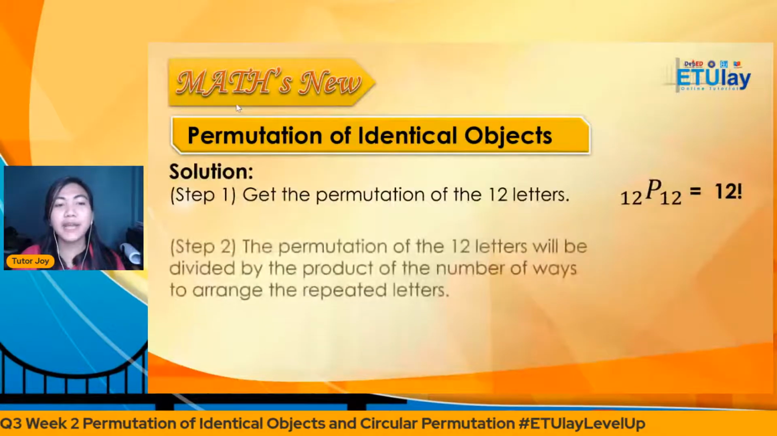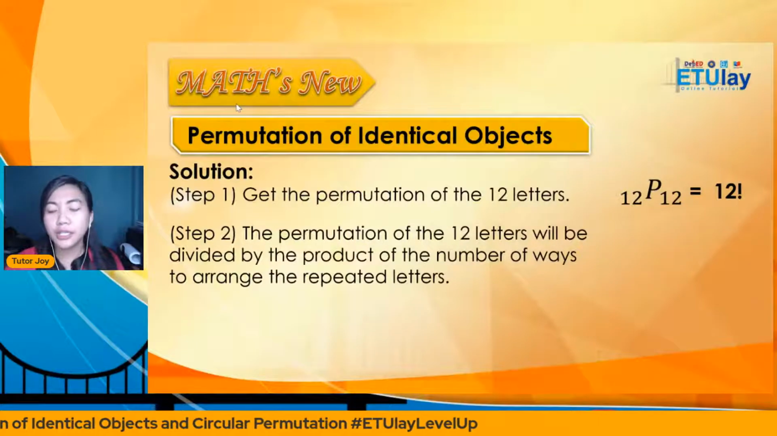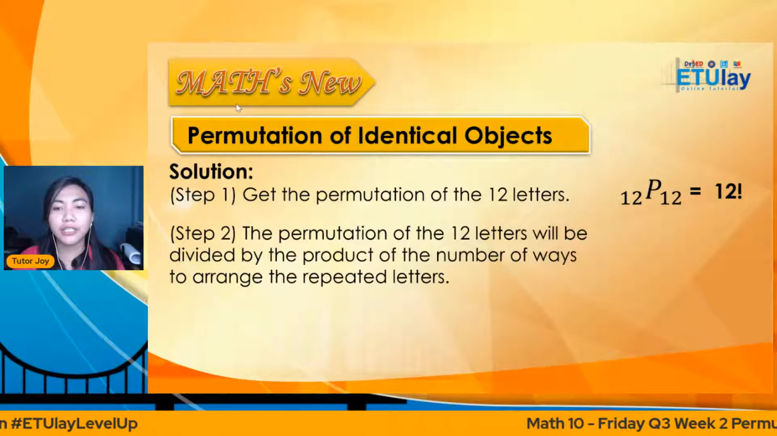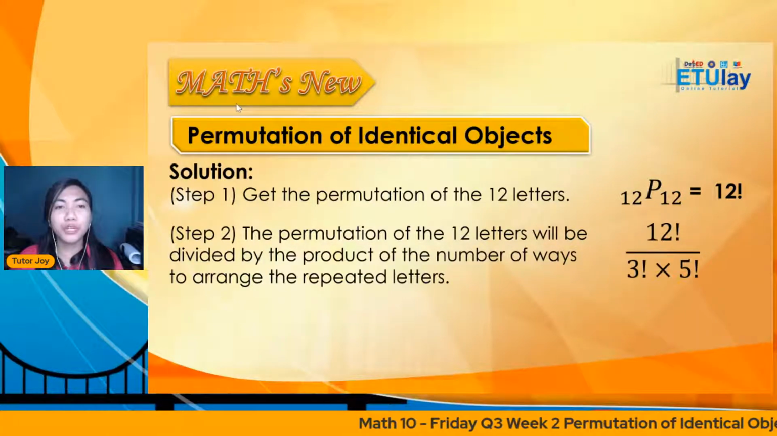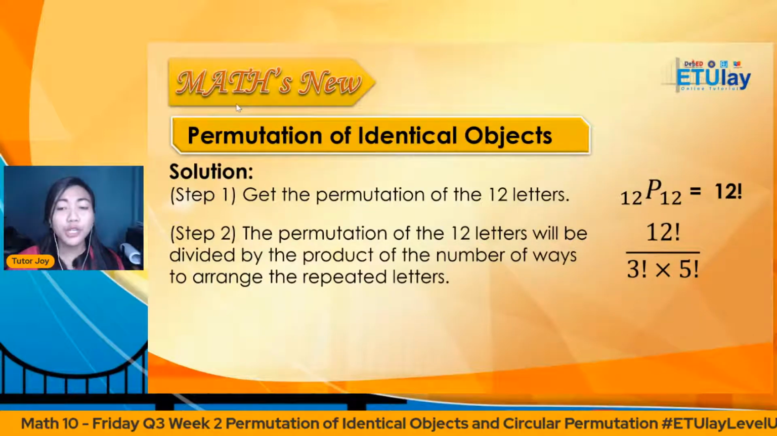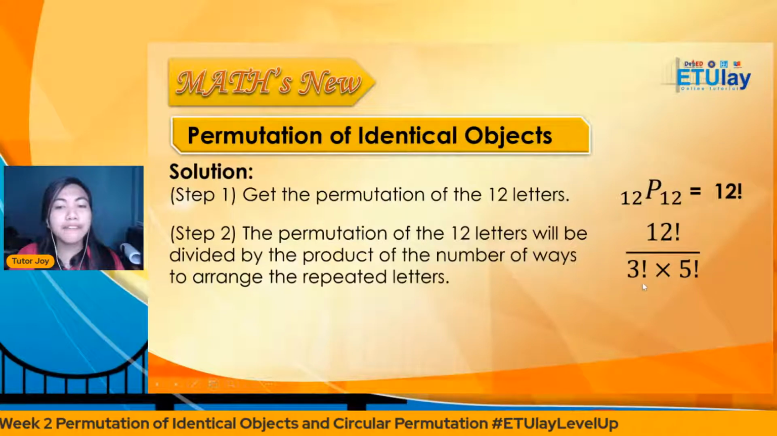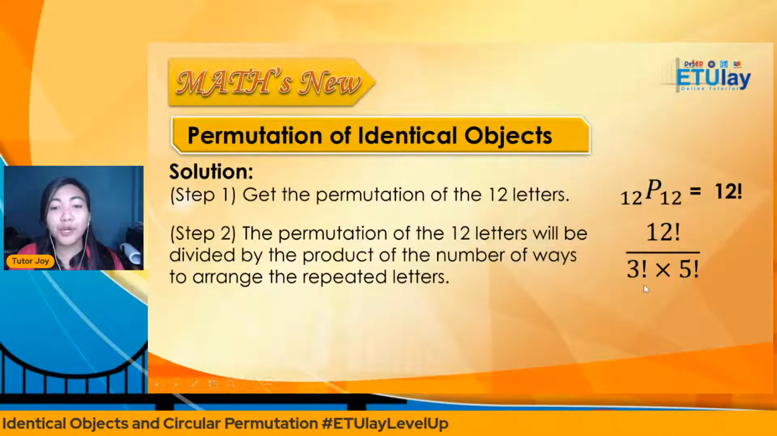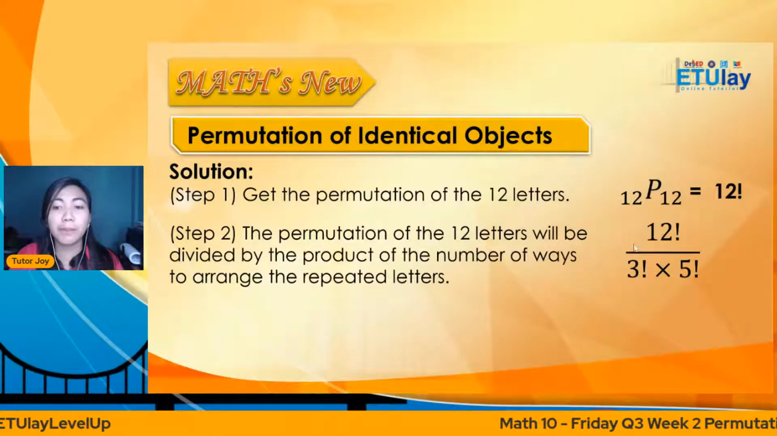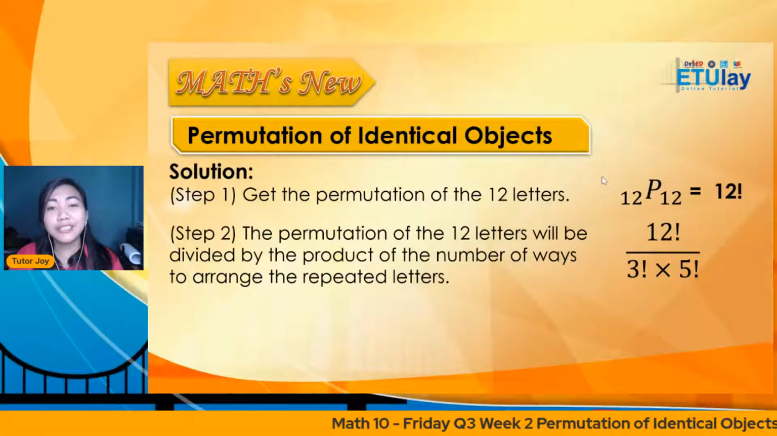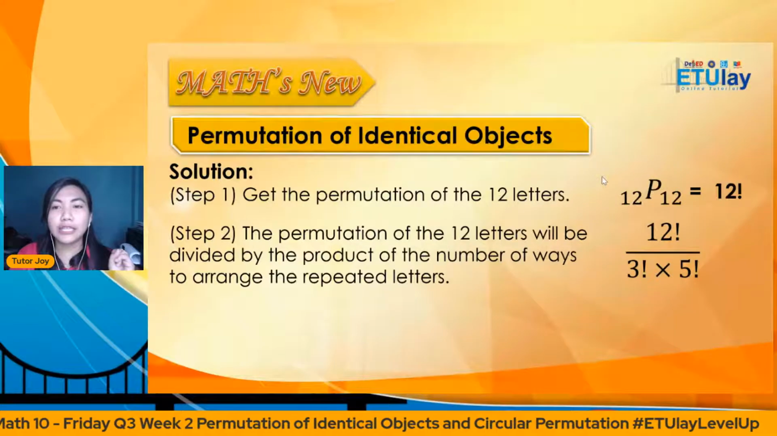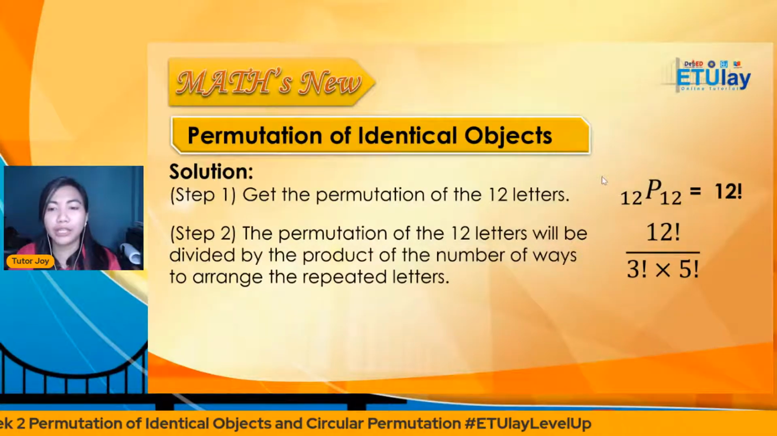Ayan. So, second step is to get the permutation of the letters divided by the product of the number of ways to arrange the repeated letters. So, we have here 12 factorial divided by 3 factorial times 5 factorial. So, mathletes, saan galing ang 3 factorial? Saan po dito nanggagaling yung 3 P na nag-appear sa word na pagpapakatao. While 5 factorial is representing the number of A's appeared in the word pagpapakatao. May 3 letter P, may 5 letter A.